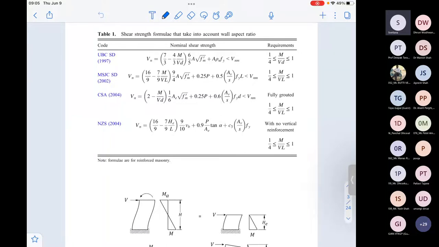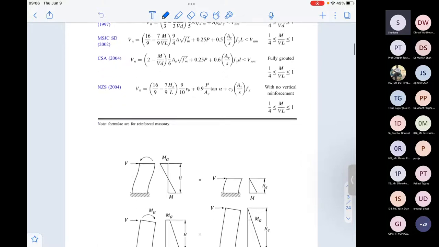Here you can see two different equations from two different codes: this is CSA, the Canadian code, and this is the New Zealand code. You can see that the equations are very different from code to code. So this is a very good paper and I would suggest that you read it. You don't need it for the course, but for your own reference.